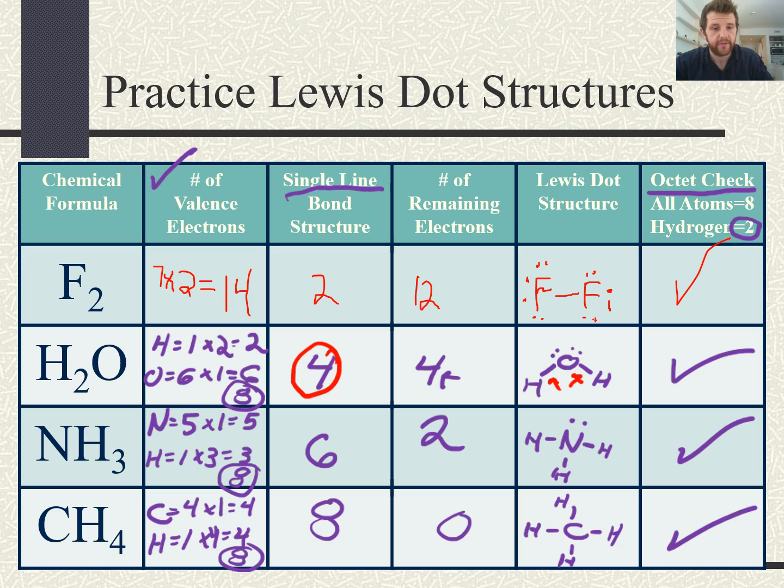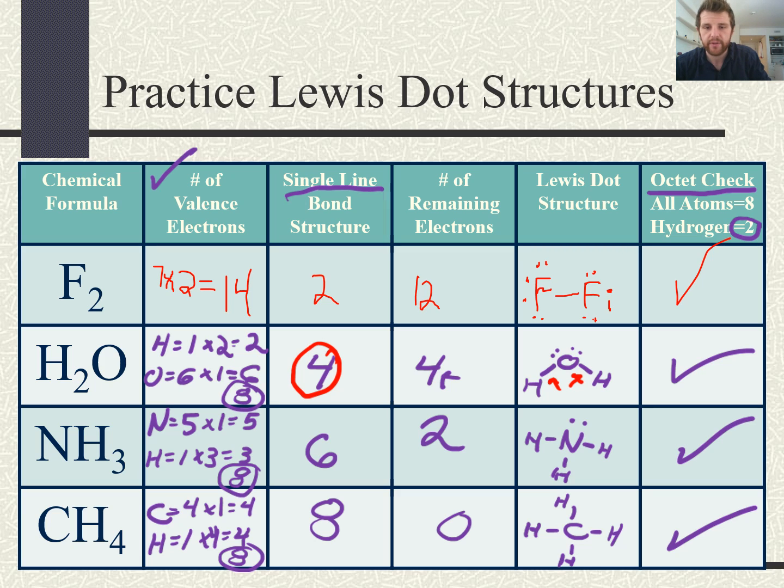Last one, carbon. Carbon has 4 valence electrons. I've got 1 of them, 4. Hydrogen has 1 valence electron, and I have 4 of them. So I've got 4, so I have 8 total to work with. Oh wait, that's not what I need to do. Sorry. 4 hydrogens, they all need to be bonded. So 4 times 2, 2 electrons per bond, gives me 8 total, which means I have 0 electrons remaining.